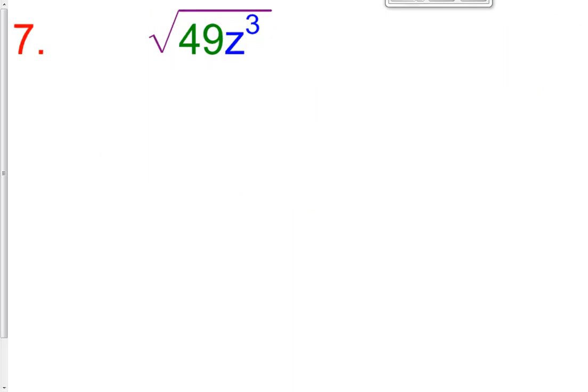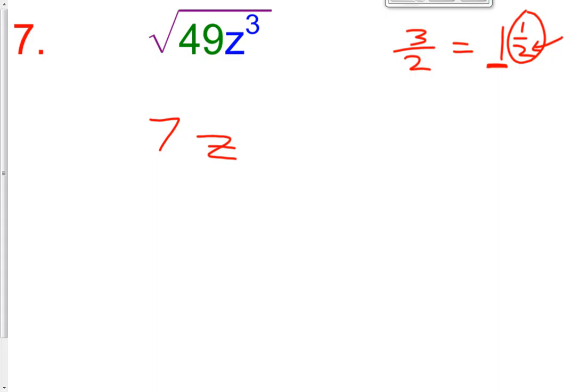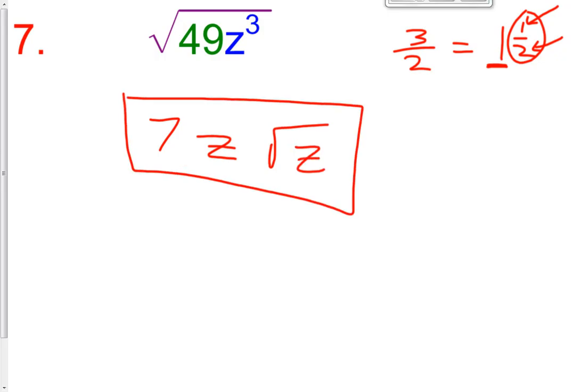So let's try problem number 7. 49 comes outside the radical as a 7. The square root of 49 is 7. The z cubed, we would take 3 and divide it by 2. So we would get 1 and 1/2 as a mixed number. So I can take out a z to the 1st. So I take out a z outside the radical, and I'm still left with 1/2, which means it's the square root of z to the 1st. The 1st is my exponent, so it's the square root of z to the 1st. There's my answer for problem number 7.